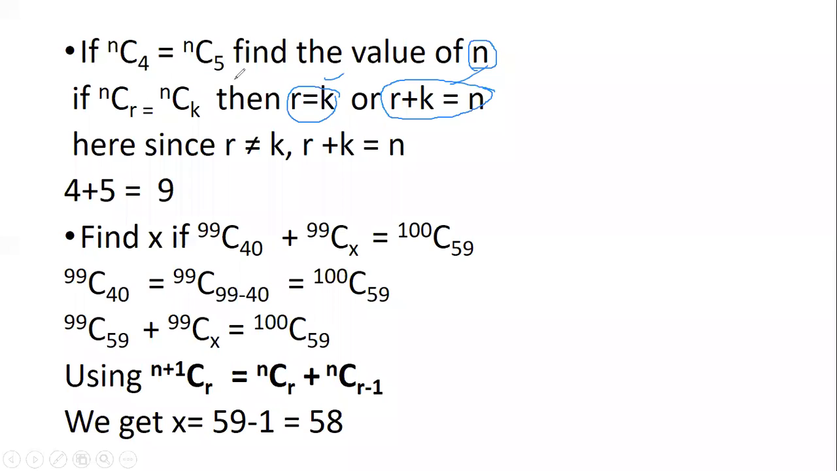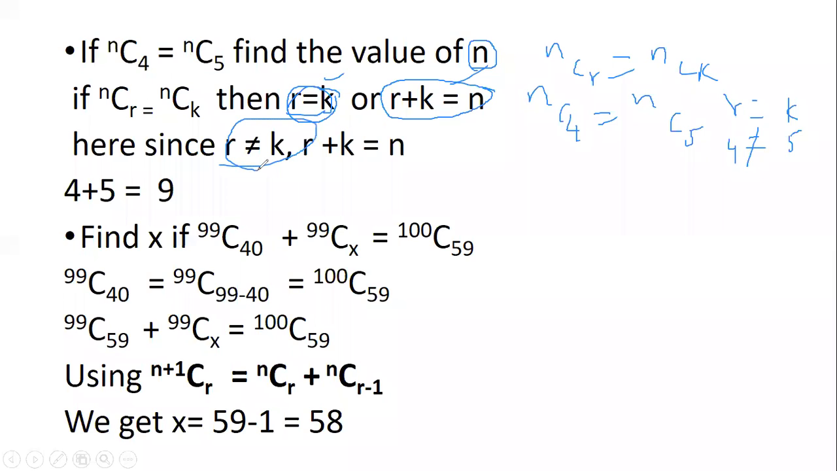Now let us see here. nCr is equal to nCk, and nC4 is equal to nC5. So r is equal to 4, k is equal to 5. The first condition is r equal to k, so is 4 equal to 5? No, 4 is not equal to 5. Since r is not equal to k, let us check the second. This is the first condition, and this is the second condition.